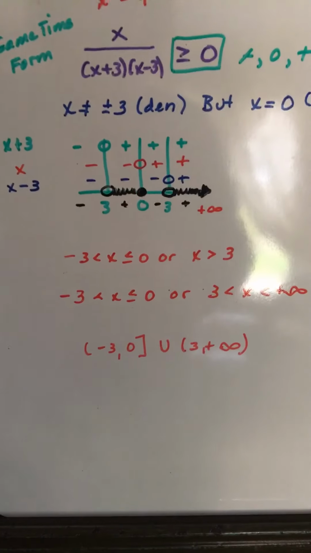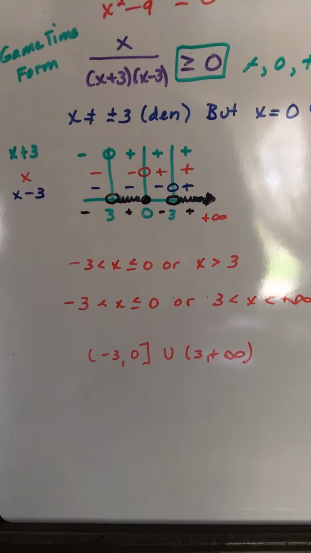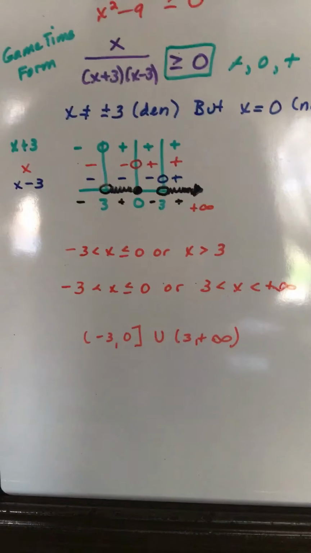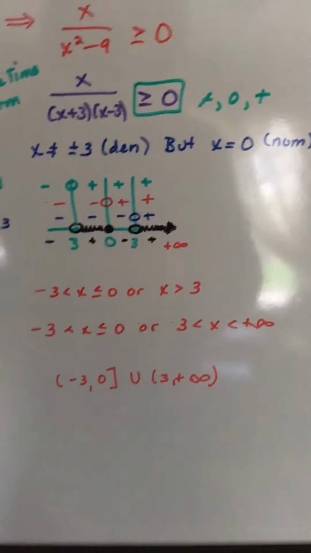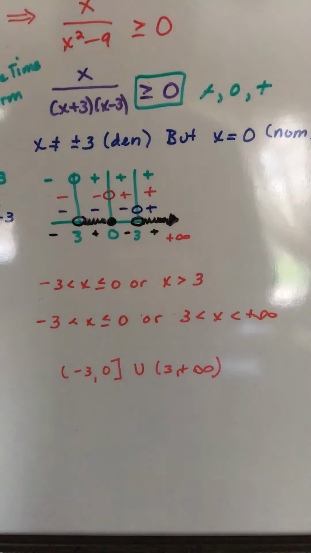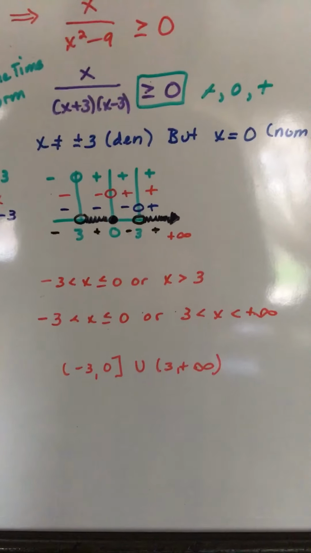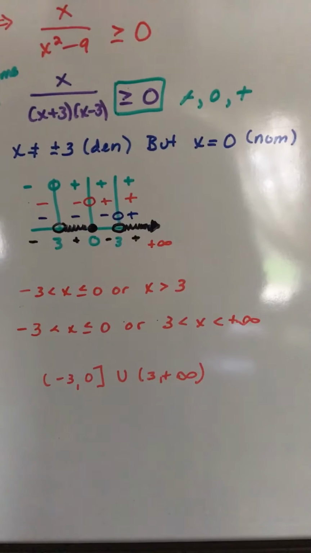And so I have negative 3 is less than x is less than or equal to 0, or x is greater than 3, or you can do the infinity form, but you must do the parenthesis negative 3 comma 0 square bracket union parenthesis 3 plus infinity parenthesis.